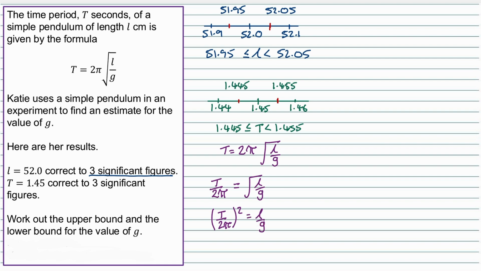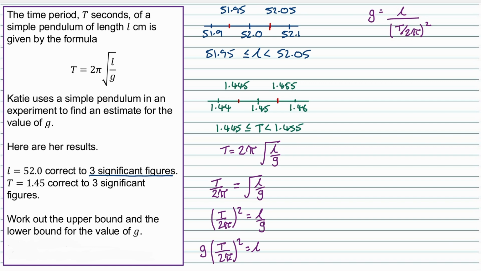And now to make g the subject, I'm going to begin by moving it over to this side so it's no longer a division. So multiplying both sides by g, we get g multiplied by (T over 2 pi) squared to give us L. Now to work out g, I'll divide both sides by this term. So g will be L divided by (T over 2 pi) squared. And this is the rearranged formula for g.